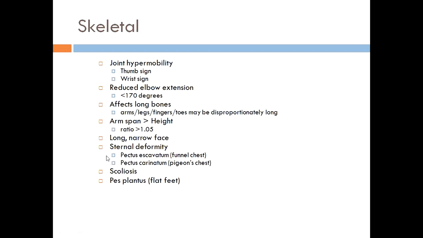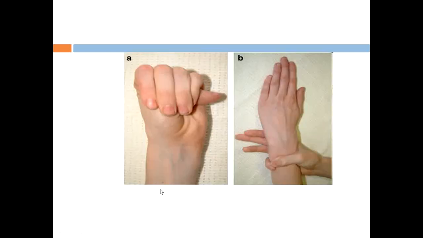They have a long narrow face. Sternal deformities include pectus excavatum and pectus carinatum. Some of the patients have scoliosis and flat feet. Here you can see thumb sign. If you ask the patient to make a fist, the thumb goes out of the radial border of the hand because the length of thumb is increased in Marfan syndrome.